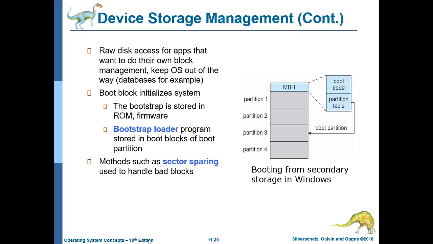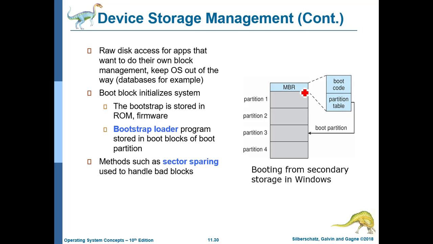And then the boot block initializes the system. The bootstrap is stored in ROM and firmware, and then the bootstrap loader program is stored in the boot blocks of the boot partition. We have an example here: booting from secondary storage in Windows. We have the MBR, or the master boot record, which contains the boot code and partition table.